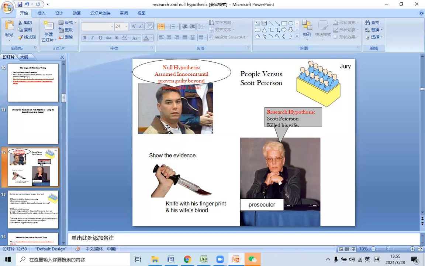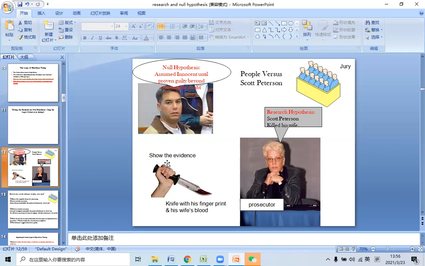And of course, the defendant is not going to admit it. He's going to deny the charge. No, I didn't do that. I'm innocent. This would be the null hypothesis. It's not me. I'm not guilty. The prosecutor is proposing the research hypothesis: you did that, you killed your wife.